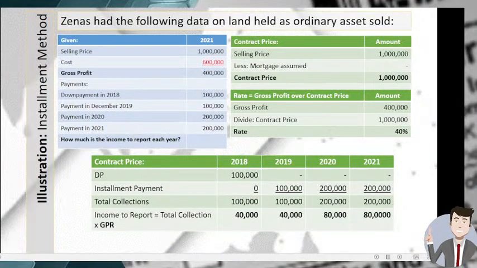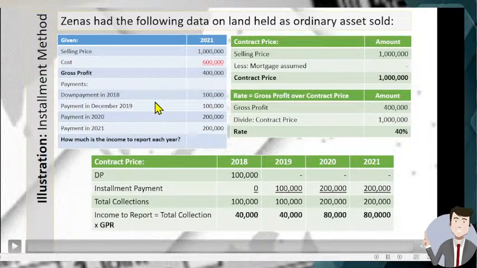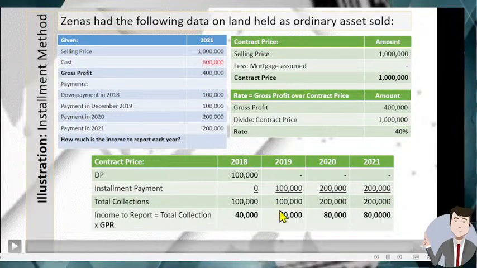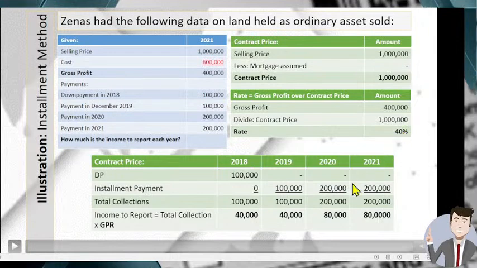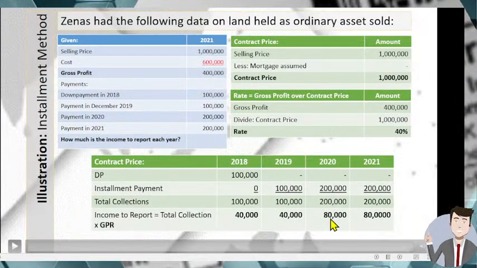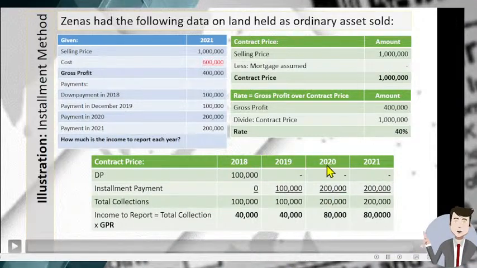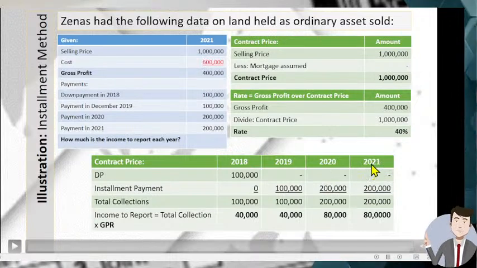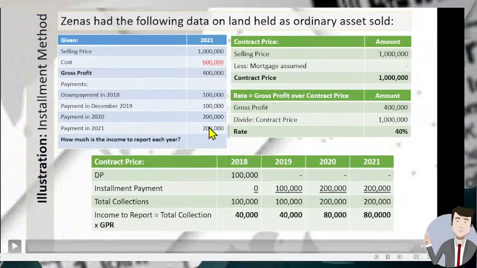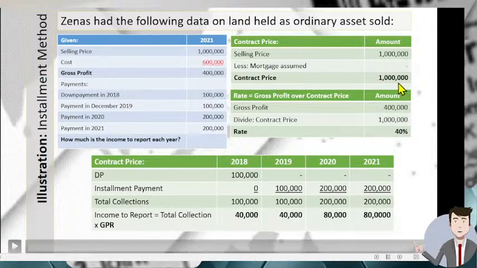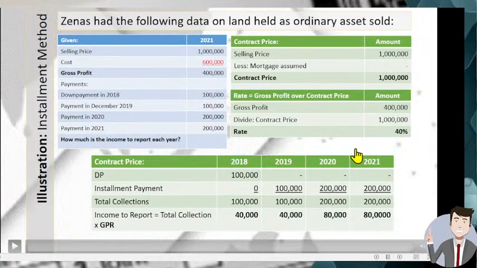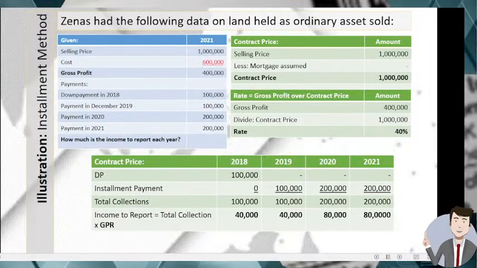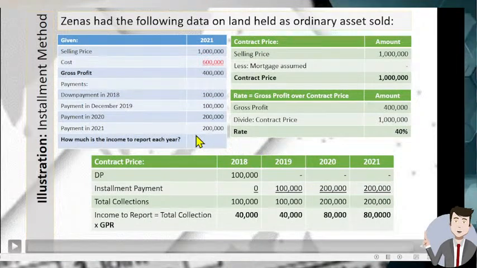Then for 2019, the amount received is 100,000. So 100,000 times 40% gives us an income to be reported of 40,000. For 2020, we have received 200,000, multiplied by the rate. So we have 80,000 amount of income to be reported in our income tax return as if we are the seller. For 2021, another 200,000 was received on an installment method. Multiply it by the 40% rate computed earlier. So we have an 80,000 income to be reported on the taxable year 2021. So that would be the answer in an installment method.